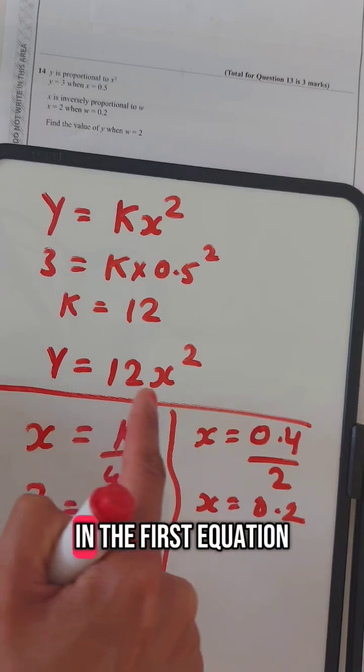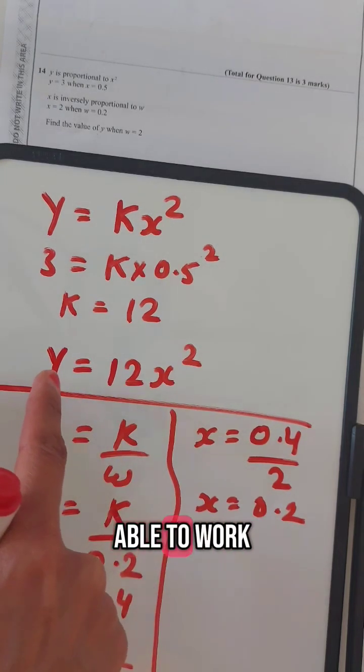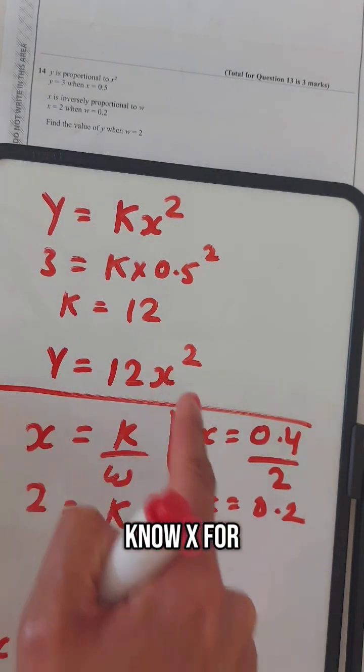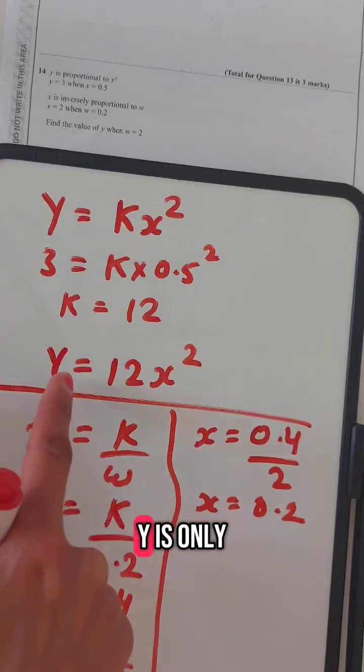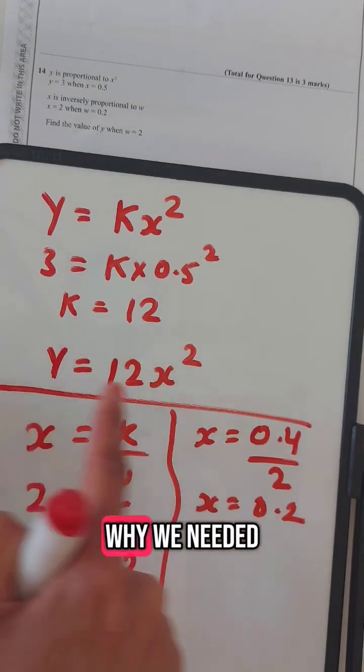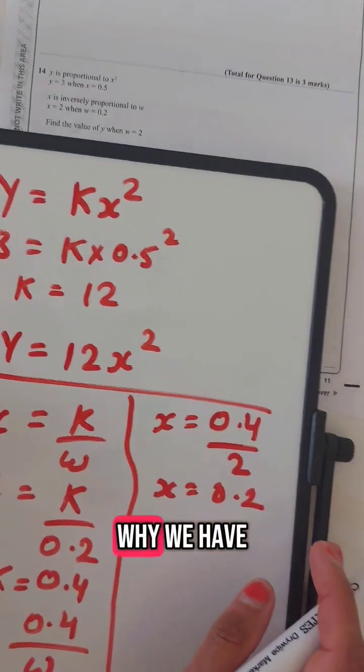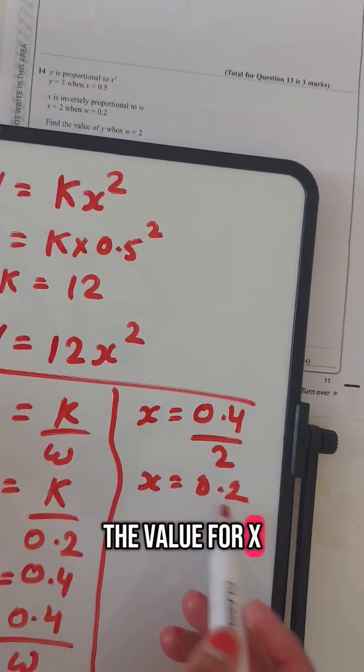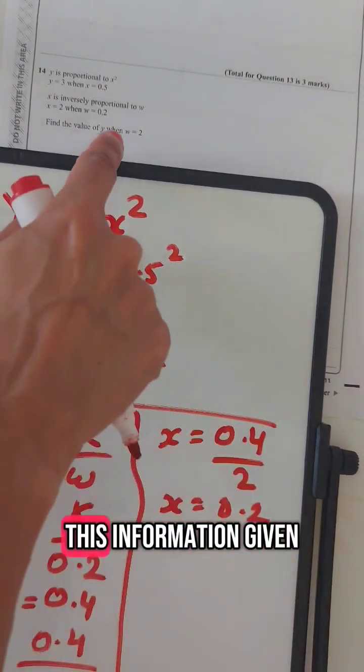They are asking you to find the value for y when w is 2. y is only in the first equation. So to be able to work out y, we needed to know x first. y is not in this equation, y is only over here. So to be able to solve this, to work out y, we needed to know x. This is why we had to work out the value for x, based on this information given.